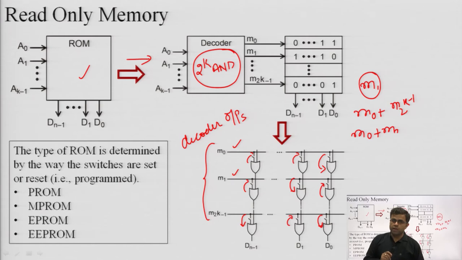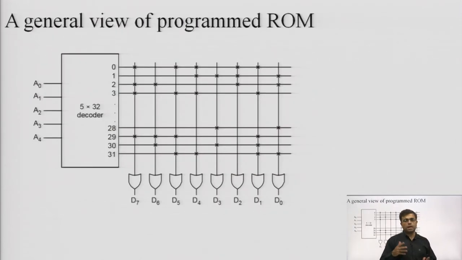So, if we say what are the basic programmable characteristics of ROM, we can say that ROM is having a fixed AND array and programmable OR array. That means, we cannot control the functionality of the AND gates because they are fixed inside the decoder, but we can control the programmable nature of the decoder outputs which are fed to the OR gates. That means, programmability is only in the OR array. So, this is the basic concept of ROM. Now, we can use this concept to design any kind of circuit. This is the general view of a programmed ROM.